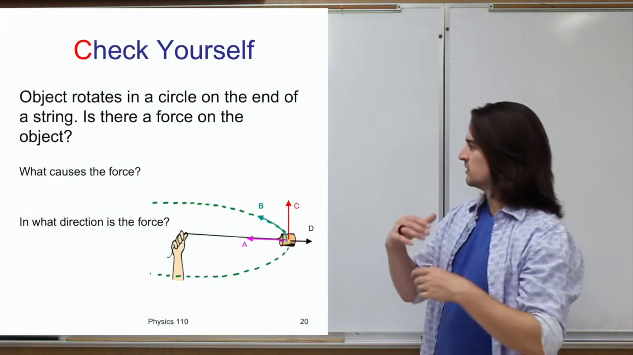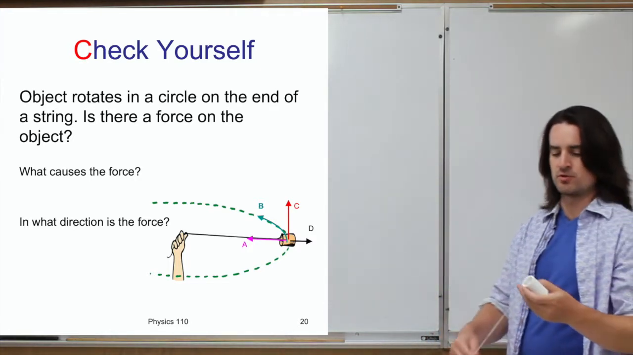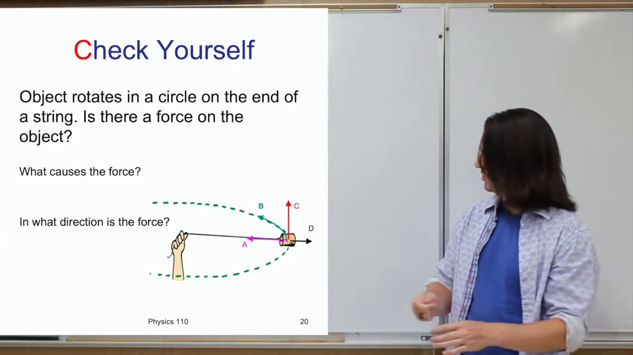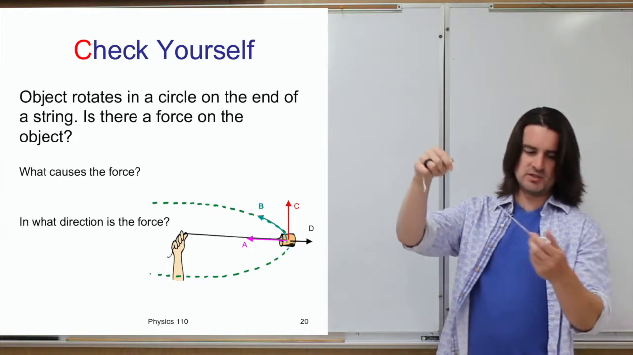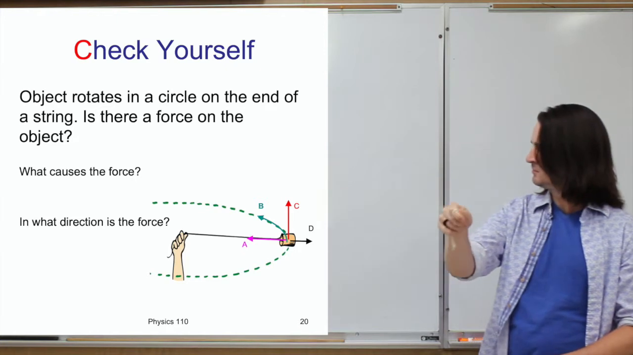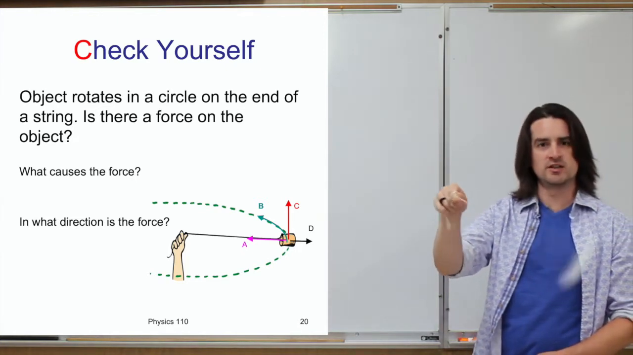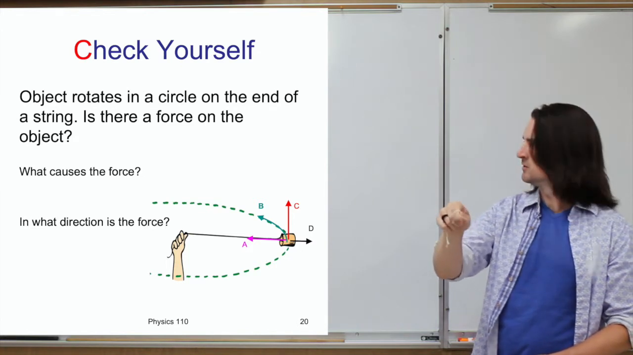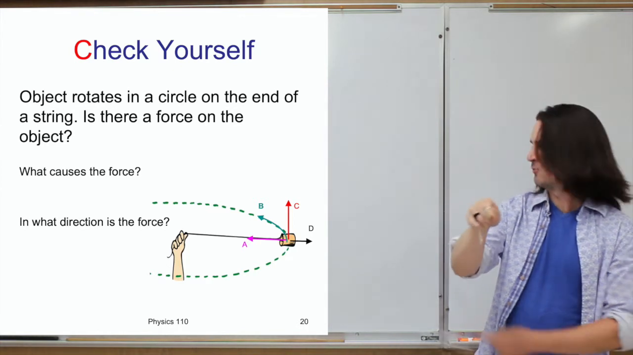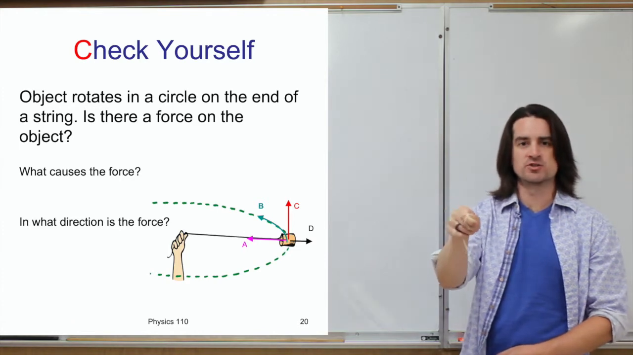Okay, so if an object's going to rotate in a circle, there needs to be a force pointing towards the center of that circle, and we call that force the centripetal force. Right? So here you go. I have just a little piece of a pipe on the end of a string, rotating it around in a circle. Is there a force on this object? Hopefully. And what causes that force? And in what direction is that force? And you can just note down A, B, C, or D, what direction you think the force is in.